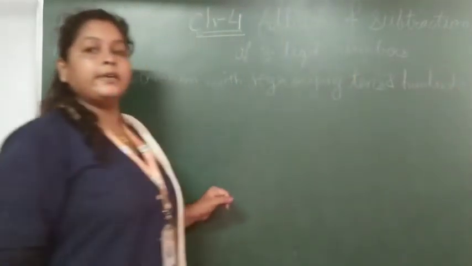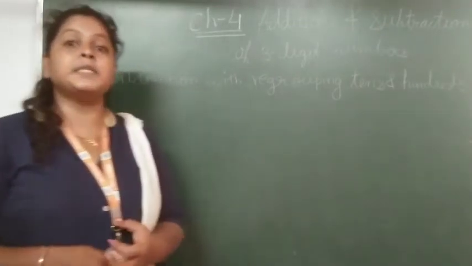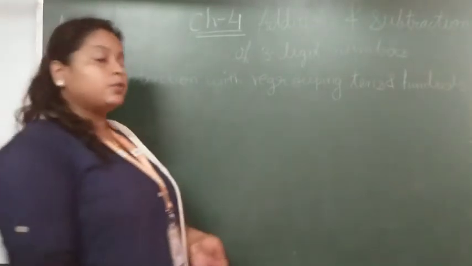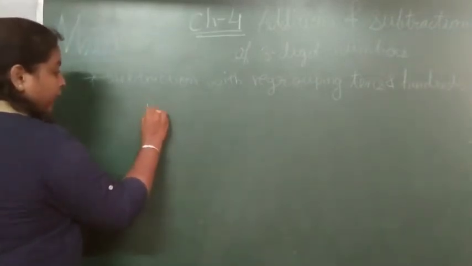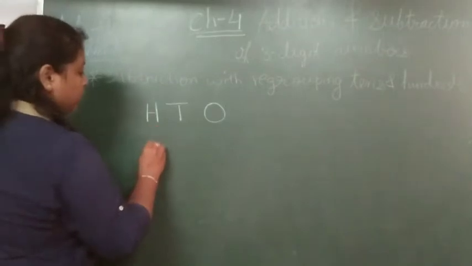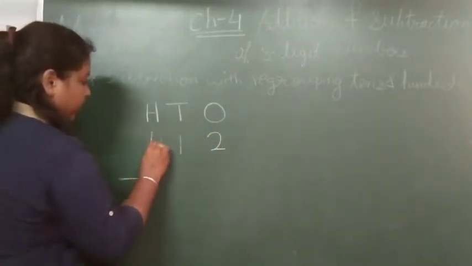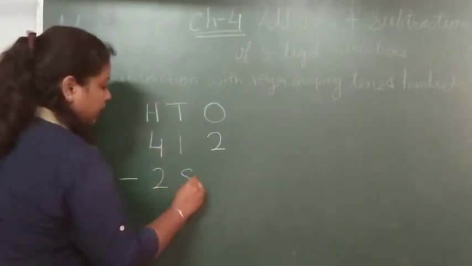As I told you in that video, we will learn about the tens and hundreds together. Yes, that means regrouping tens and hundreds together. So here I will write hundreds, tens and ones. If I write 412, from that you have to subtract 288.